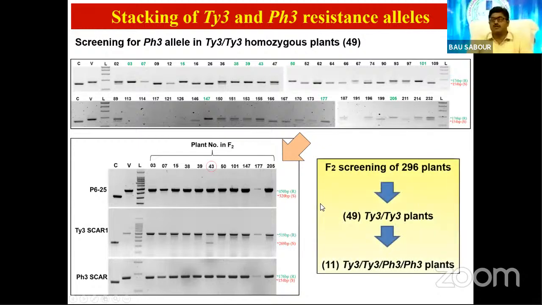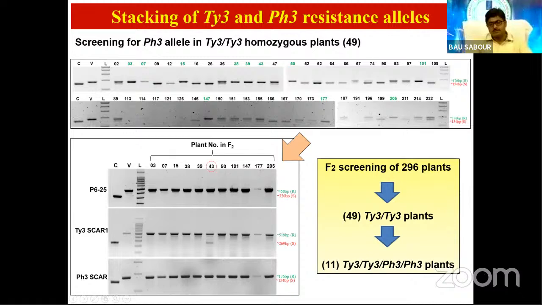So in a nutshell, what we get from this breeding program is we carried out genotyping of 296 plants in the F2 generation. We identified 49 plants which are homozygous for the Ty3 locus. At the same time, out of these 49, we got 11 plants which are homozygous for both the Ty3 as well as the Ph3 locus.